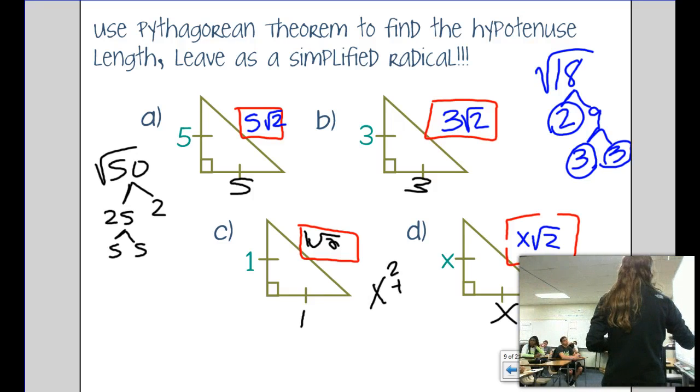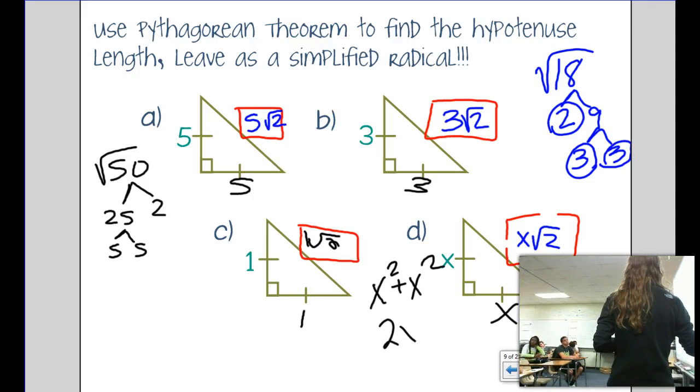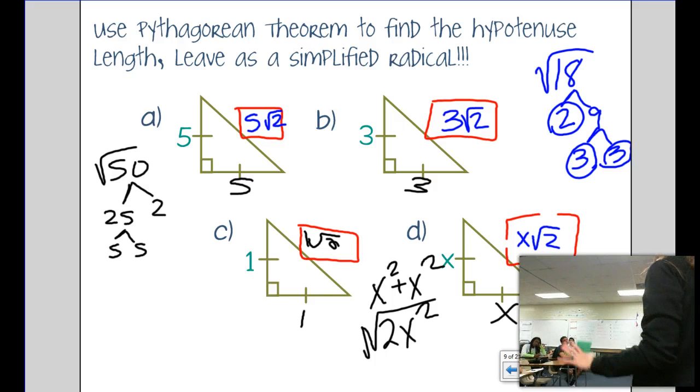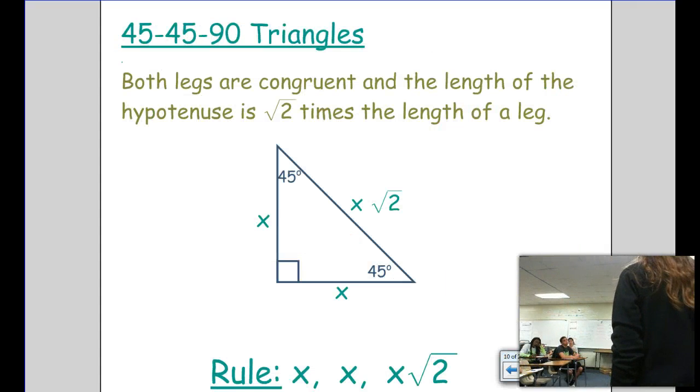Kendall, yours was x squared plus x squared, which is 2x squared. And then you take the square root of that. That was a weird square root, sorry. The square root of 2 is just the square root of 2. The square root of x squared, the square root and the squared cancel and you get x, if you were wondering. But y'all don't have to ever do that by hand.